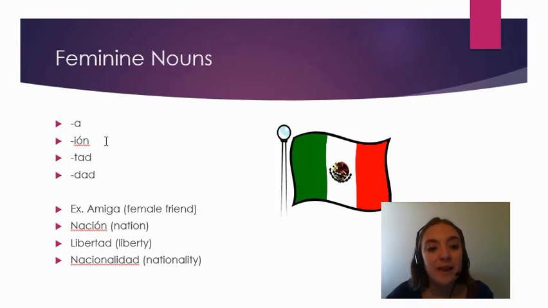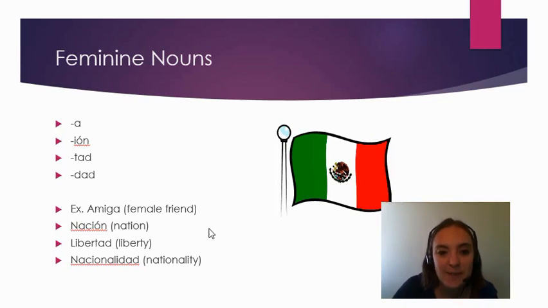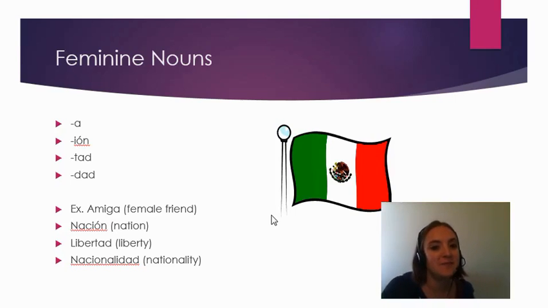Feminine nouns generally will end with an A, an ION, a TAD, or a DAD. In my examples at the bottom of the screen, the word amiga ends with an A, so we know that it is feminine. And this one actually does deal with people, a female friend, amiga. The second example, nación, has that ION ending, so that's another feminine example. It means nation. A word that ends with a TAD, you've got libertad, and that is liberty.